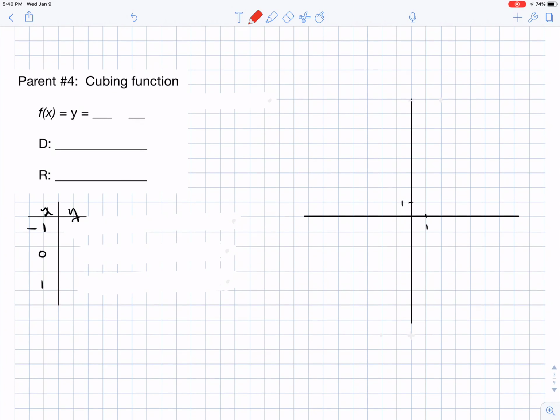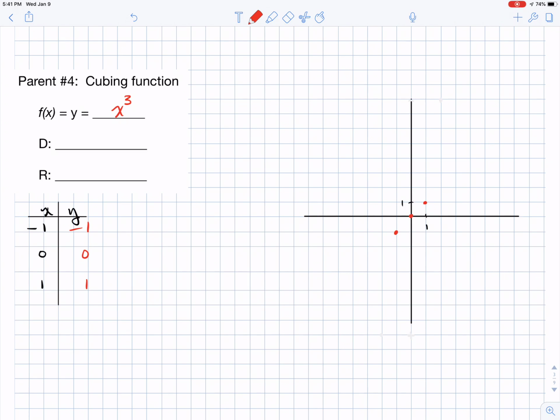Parent number 4 is the cubing function, so this is going to be x cubed. If you take -1 and cube it, you still get -1. 0 and 1 cubed are going to be 0 and 1. So if you graph those, you have the coordinates (0, 0), (1, 1), and (-1, -1). It actually looks a whole lot like the identity function at this point.